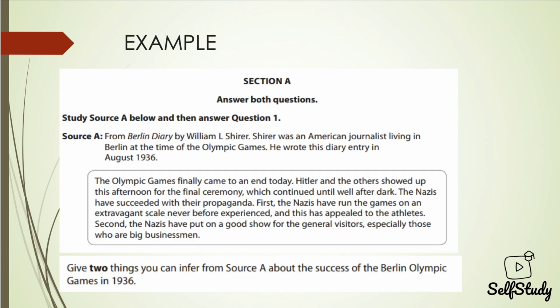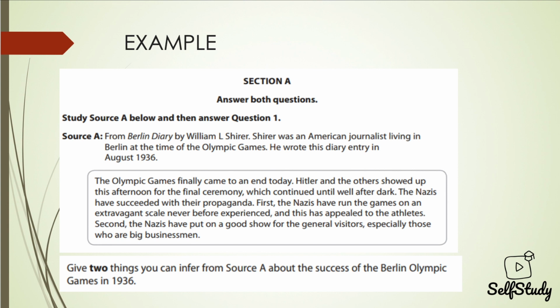So this is an example from the 2018 history paper. Study source A below and then answer question 1. Source A is from Berlin Diary by William Shirer. Shirer was an American journalist living in Berlin at the time of the Olympic Games. He wrote this diary entry in August 1936.